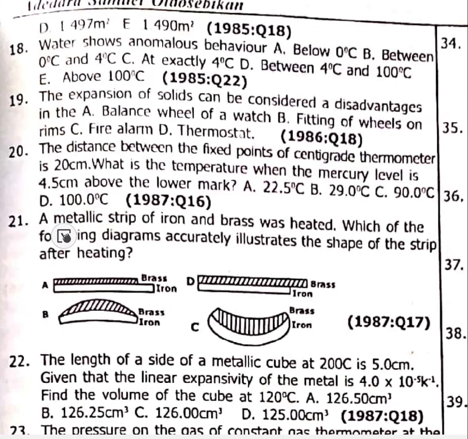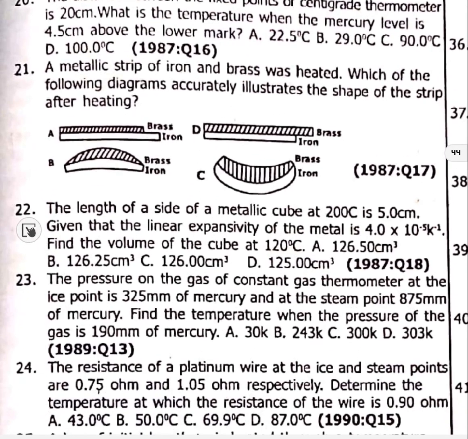21. A metallic strip of iron and brass was heated. Which of the following diagrams accurately illustrates the shape of the strip after heating? The one that accurately illustrates it is option B. Brass expands more than iron, hence you get a convex side. This side, where it forms a C like this, could be brass, because brass extends more than iron. 22 is calculation, 23.